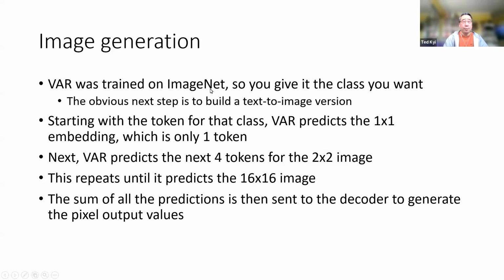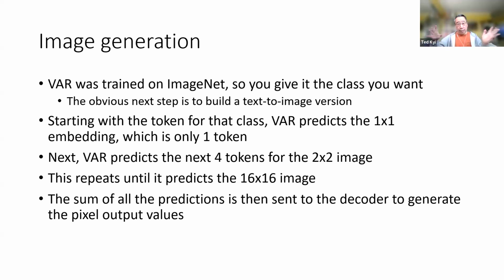So in this case, it was trained on ImageNet. If you're wondering for the very beginning of the process, what is the prompt? There's one token that encodes the class. There's 1,000 classes in ImageNet. I think it was embedded, but basically, you start with a class token and it predicts the 1 by 1. Then you have the class plus 1 by 1 and it predicts the 2 by 2, and so on and so forth. This repeats until you get the final 256 tokens.